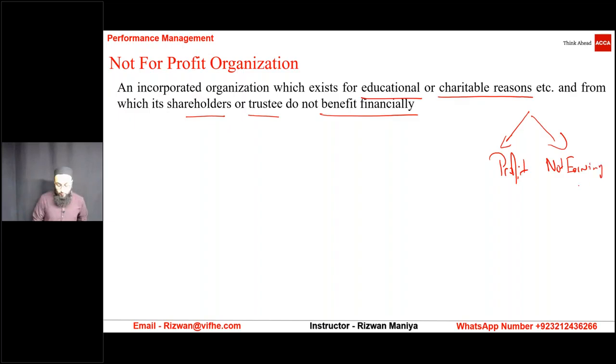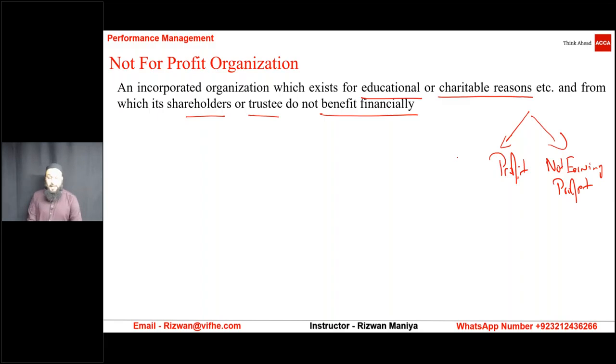Okay. Now keep this in your mind, that whether they are earning profits or they are not earning profits, their ultimate goal is not to earn profit. So a not-for-profit organization is one whose ultimate objective is not to earn profits, but they can earn profit or they might not earn profit. Okay, so there are different types of that.